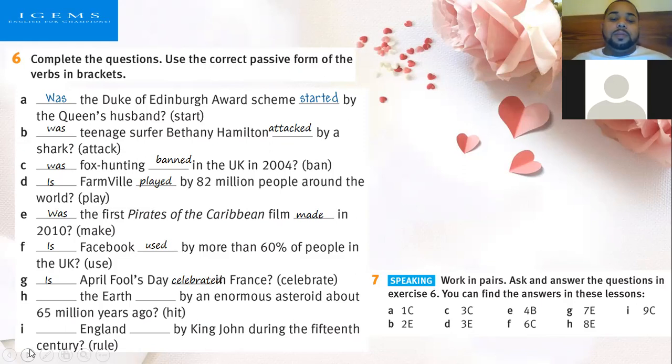Was the Earth hit by an enormous asteroid about 65 million years ago? Okay, that is correct. Hit. In this case, hit. Okay. Was the Earth hit by an enormous asteroid, about 65 million years ago? So last one. What is the last one?